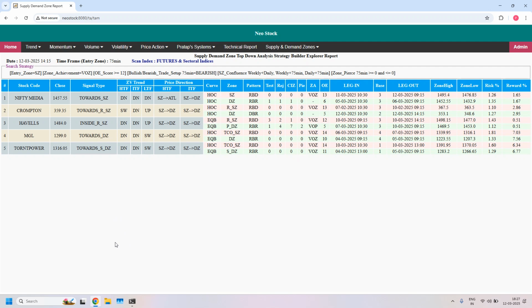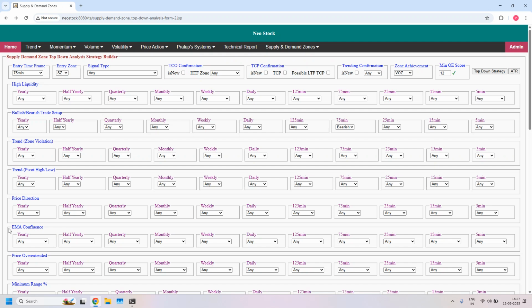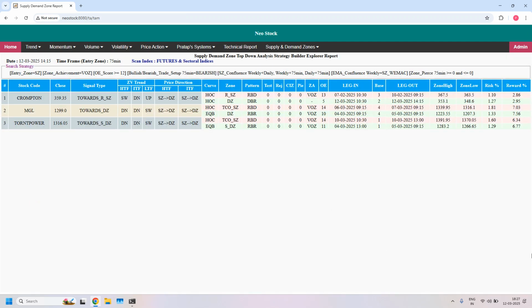In the remaining 4 stocks, if the weekly supply zone is having weekly EMA confluence, then there could be an even higher probability to get success. Let's verify. In the EMA confluence at the weekly time frame, I am selecting the filter weekly supply zone having weekly EMA confluence or not. With this filter, we got 3 stocks. So these 3 stocks are having weekly, sorry, not 3. We have to ignore the first one.